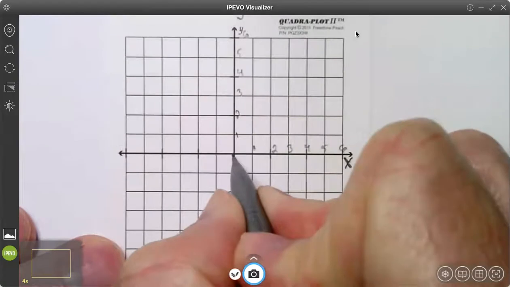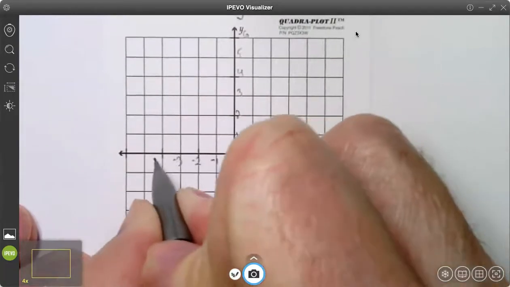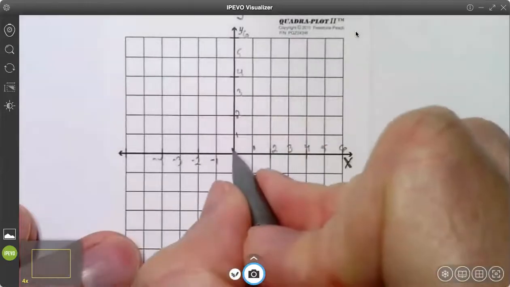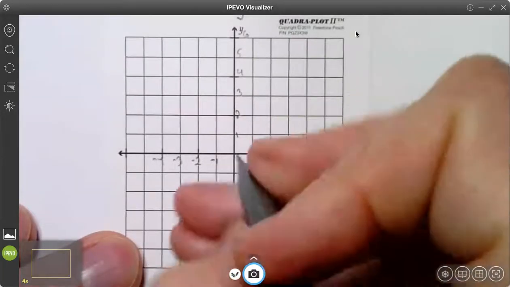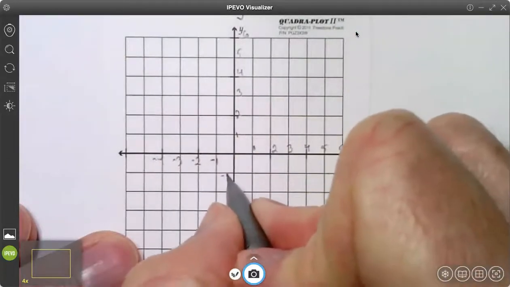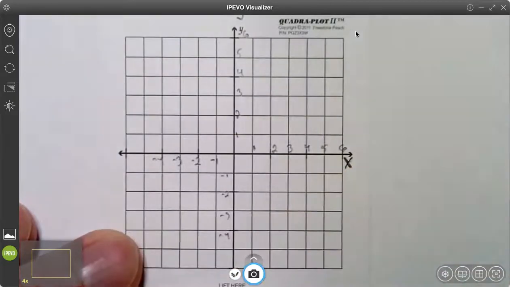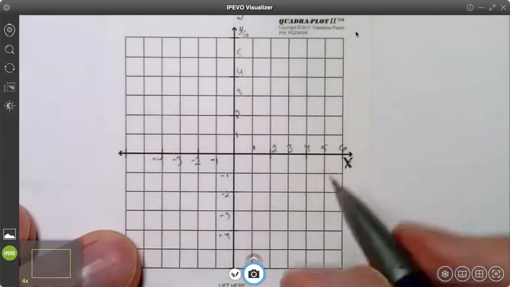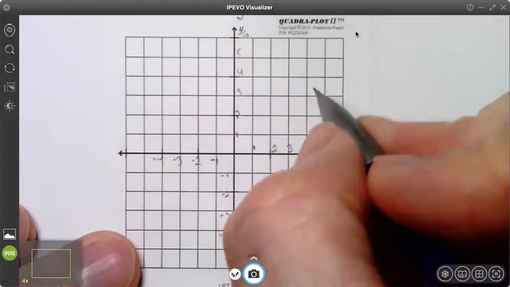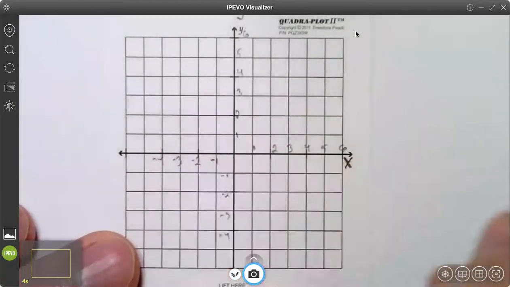To the left of 0 on the number line is -1, -2, -3, -4, and so on. And below 0 on this number line, kind of like an old-timey thermometer up and down, but this goes -1, -2, -3, -4, and so on negative. These are number lines. Up and to the right are positive, down and to the left are negative.